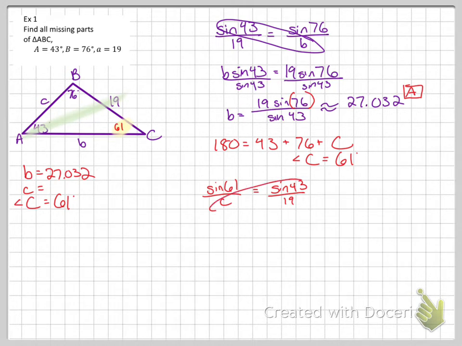Cross multiply. C sine 43 is going to equal 19 sine 61. Divide to get c alone. Type it into the calculator and get your approximate answer.